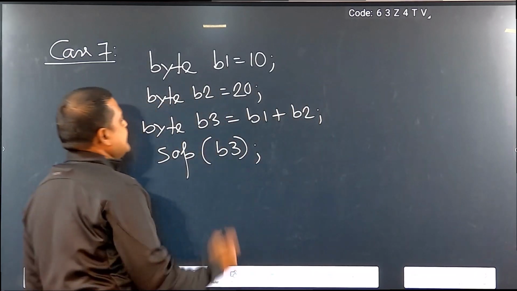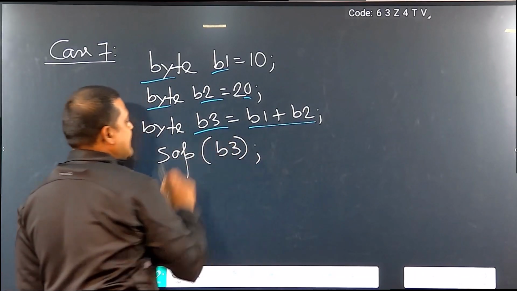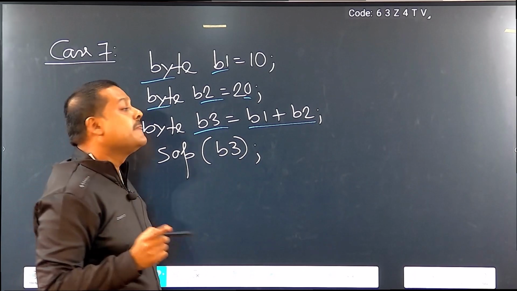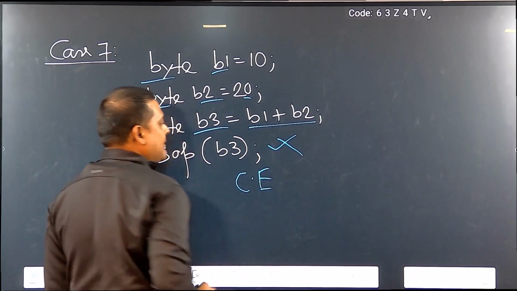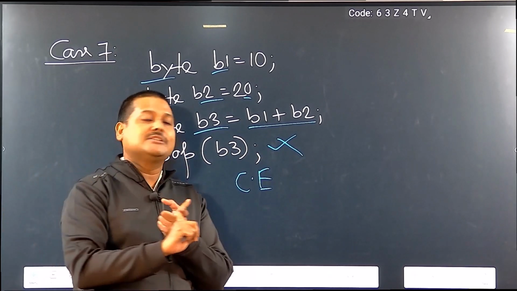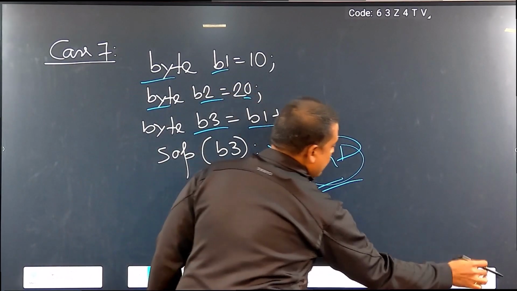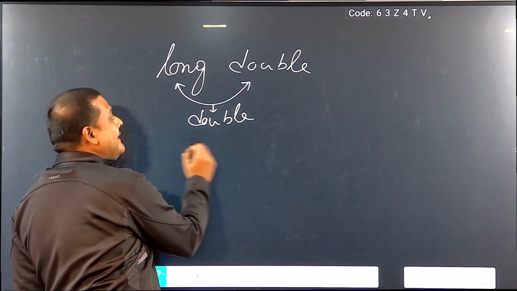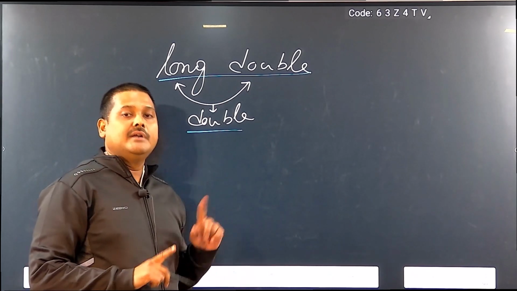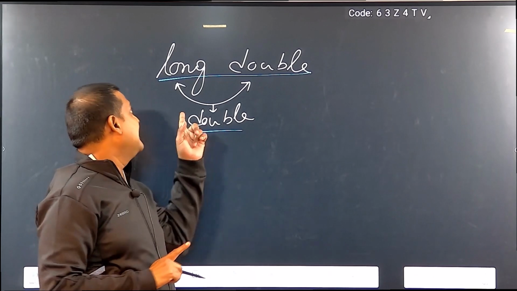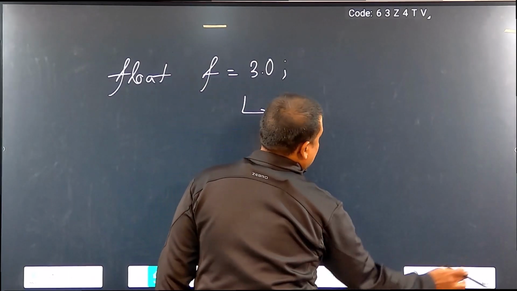Here is another example where byte b1 and byte b2 are added and stored inside a byte. What will the output be? You will say it will work, but no, it will raise a compilation error, because an operation between two bytes is always converted into the corresponding int. Another hint: whenever we perform an operation between long and double, the value is converted into double. So, if we try to store that inside a long, there will be an error.